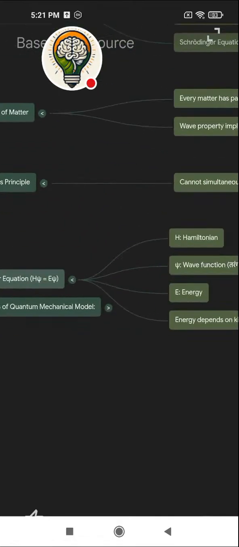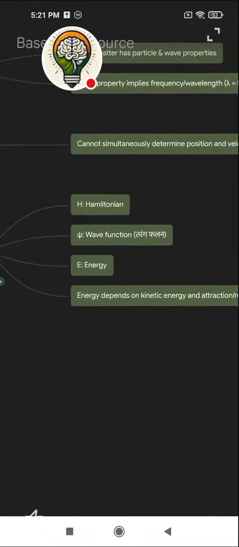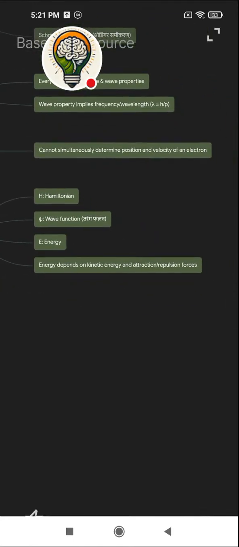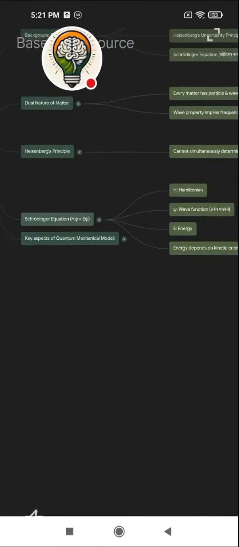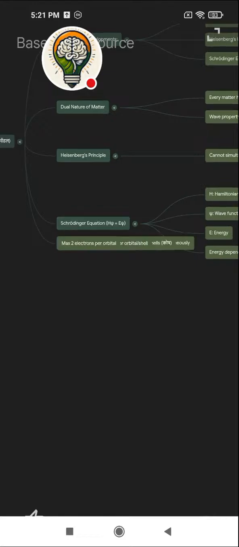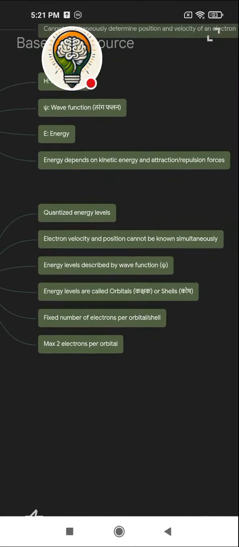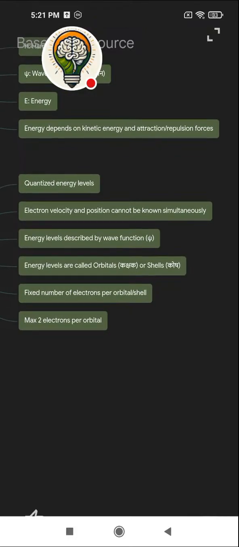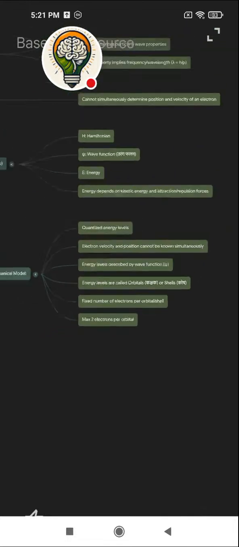Schrödinger equation: Hamiltonian and wave function, and E equals energy, and energy depends on kinetic energy and attraction and repulsion forces. Then the key aspects of the quantum mechanics model: quantified energy levels, electron velocity and position cannot be known simultaneously. Energy level is described by wave function, and the energy levels are orbit and shell, with a fixed number of electrons per orbit and max 2 electrons per orbit. And this is the Bohr model.